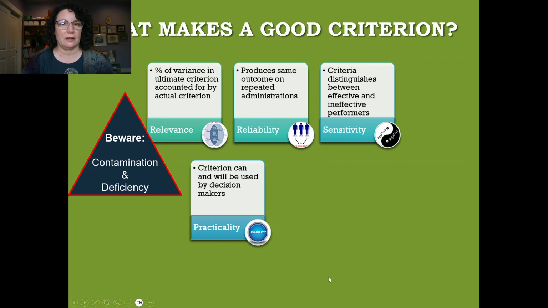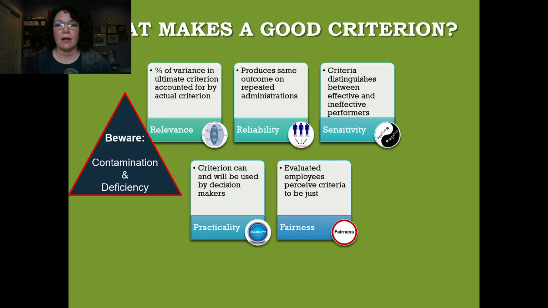Practicality, another way to label that is usability, right? Can it be used effectively? Is it likely to be used by decision makers? If it's something super cumbersome or super time consuming or super expensive, a lot of times decision makers are like, we've been getting along all these years without that. Why are we wasting our time or our money or our effort on this? And so it needs to be practical.